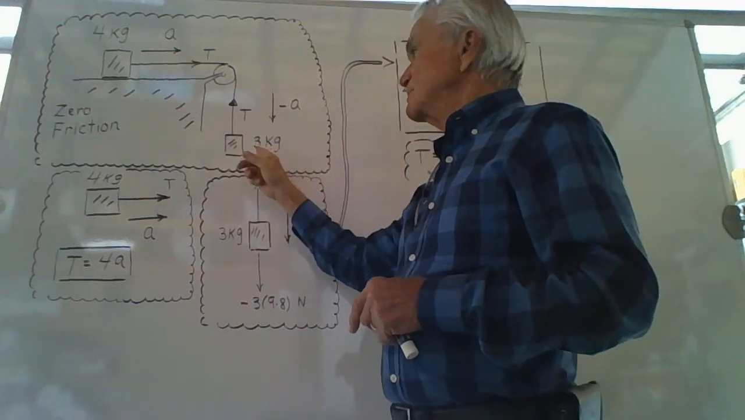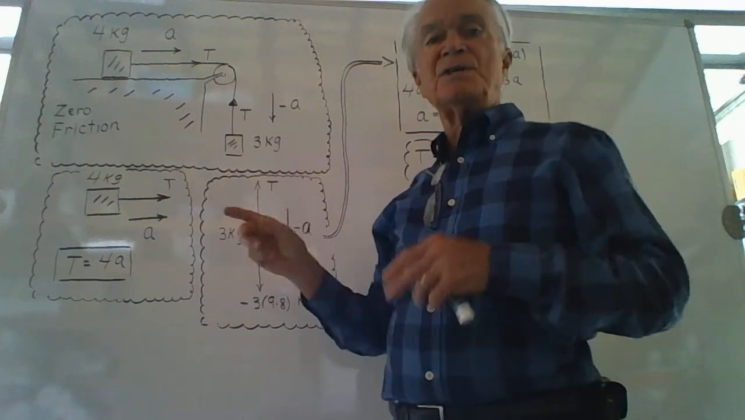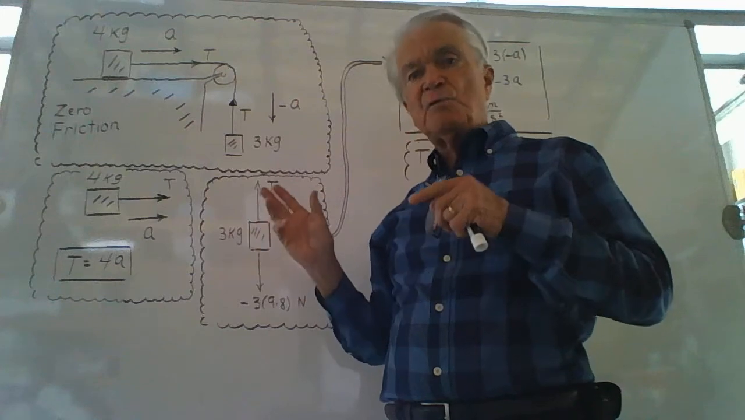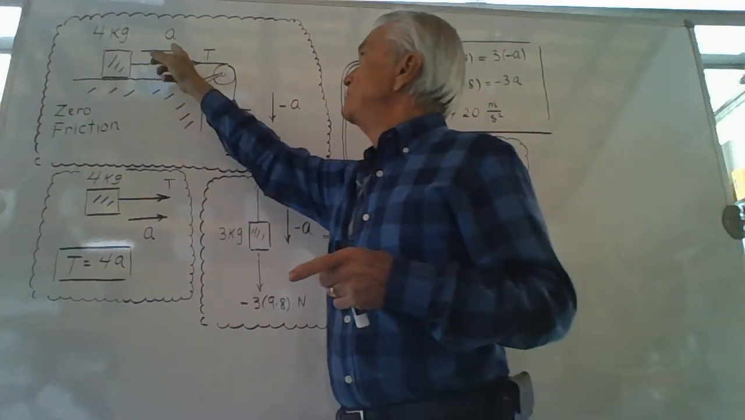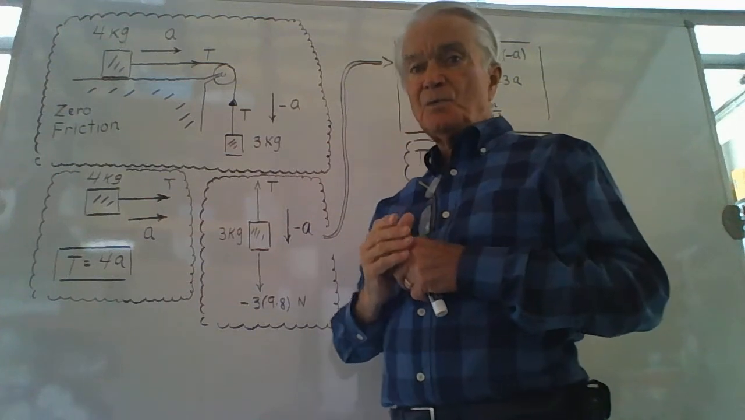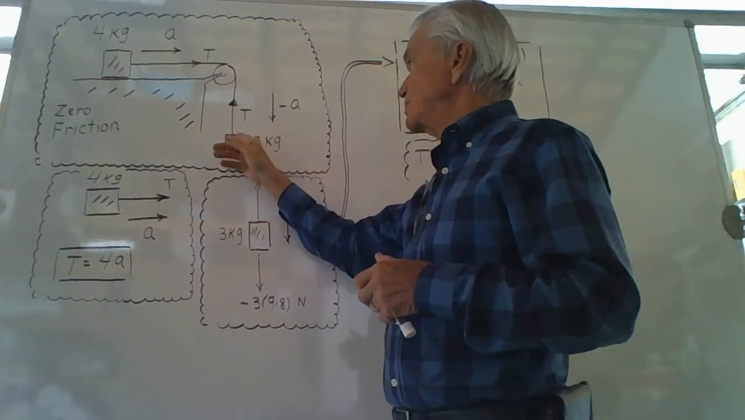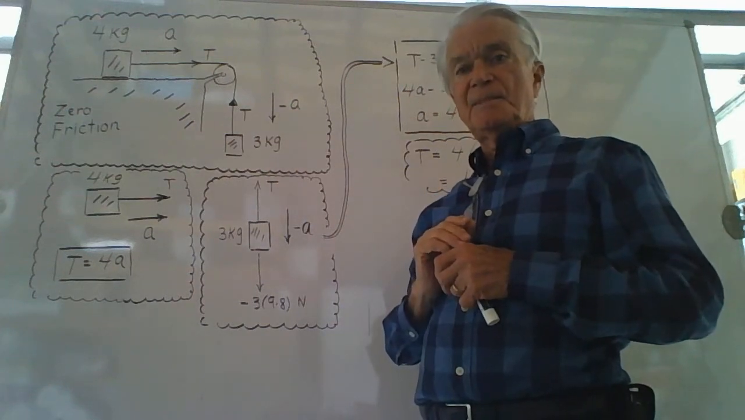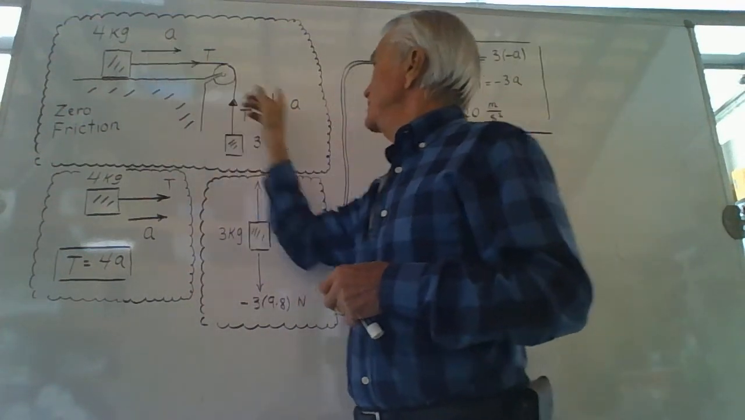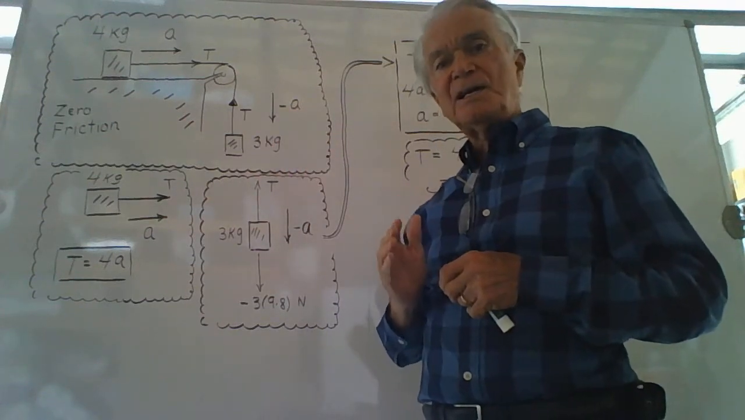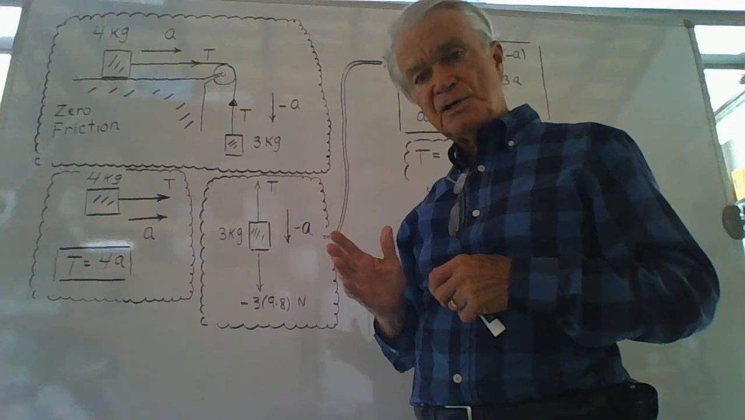This object will be accelerating downward in the negative direction, so its acceleration will be a negative number. It will be the negative of whatever that positive acceleration A is. Consequently, we symbolize the acceleration of that hanging object as negative A. A will be positive, and the negative sign makes that acceleration appropriately negative. So far, so good.